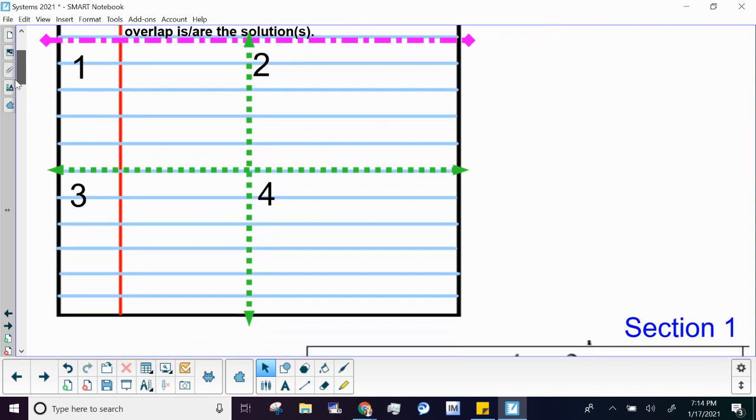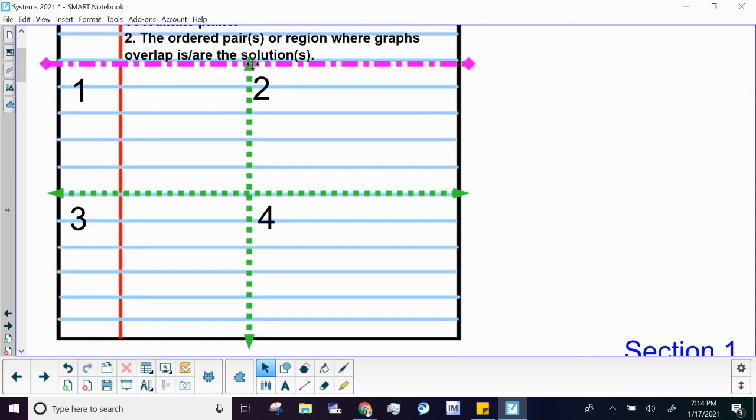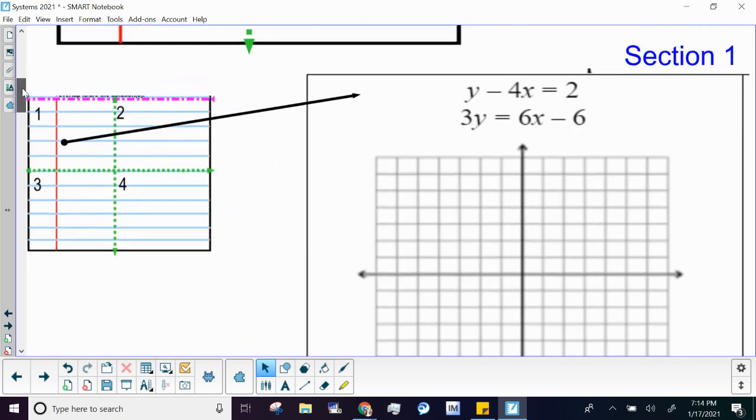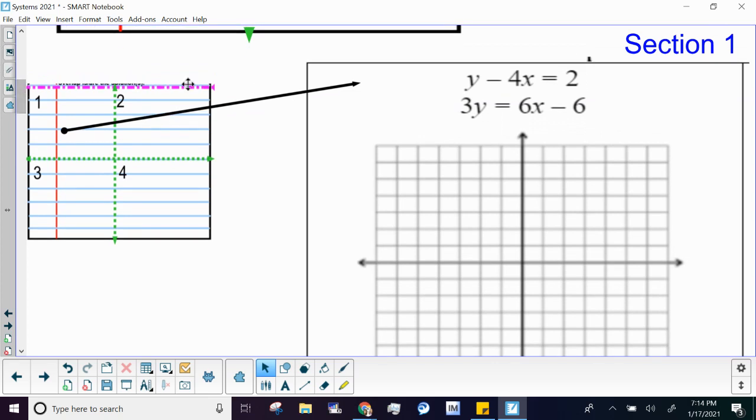Next, we're going to break the rest of our paper up into fourths. So I drew a vertical line, dividing it into 2 sections, and then I drew a horizontal line dividing it into 4 sections. And today you are going to want to number these because these are going to be examples 1, 2, 3, and 4. So hopefully you have divided that. We're going to start on section 1.